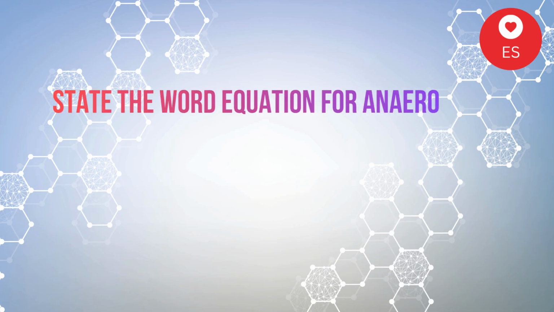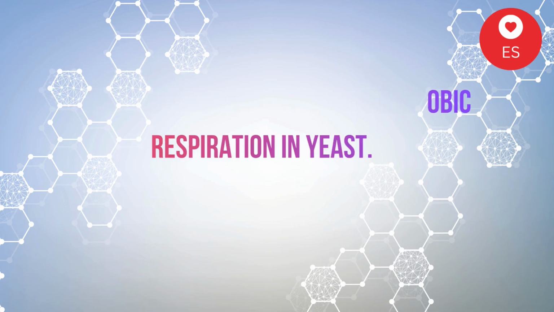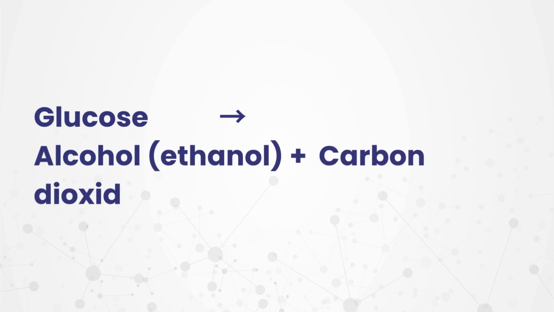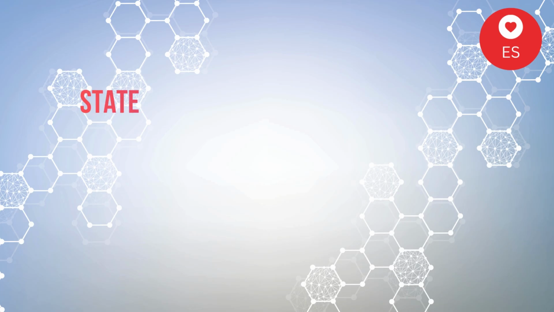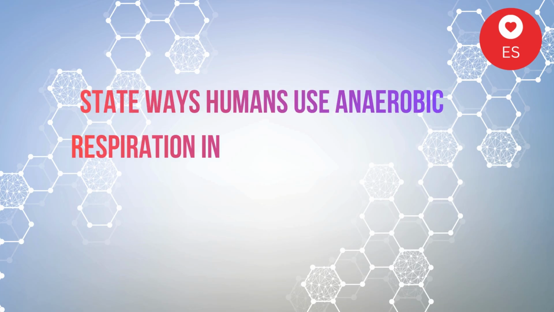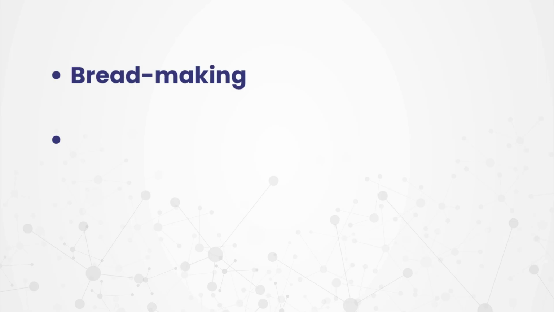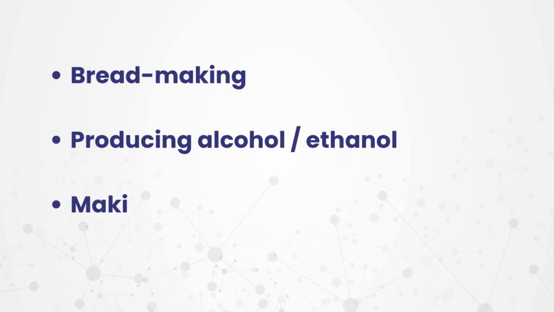State the word equation for anaerobic respiration in yeast. Glucose gives alcohol, ethanol, plus carbon dioxide. State ways humans use anaerobic respiration in yeast to make useful products. Bread making, producing alcohol, ethanol, making biofuels.